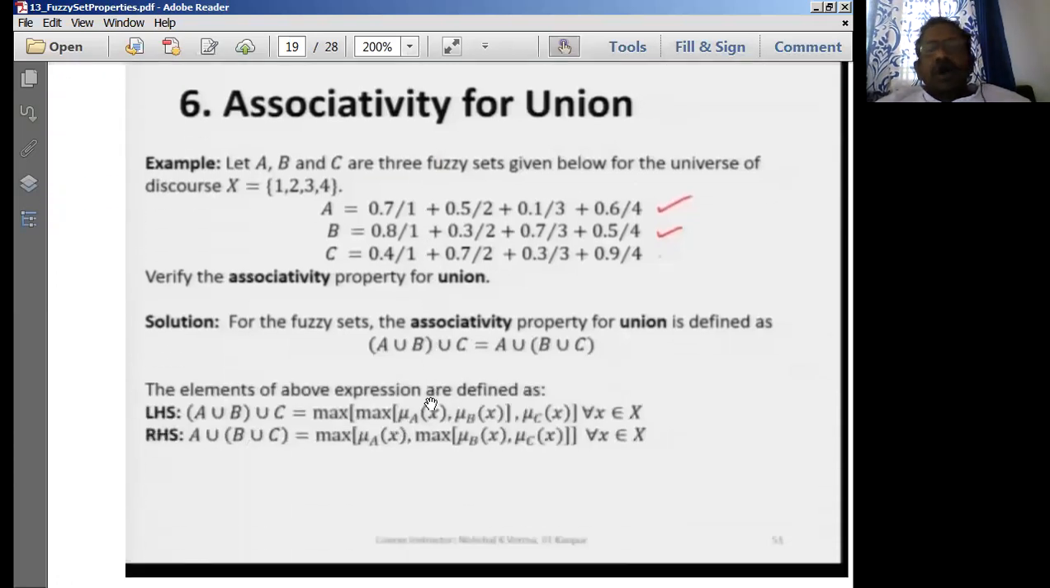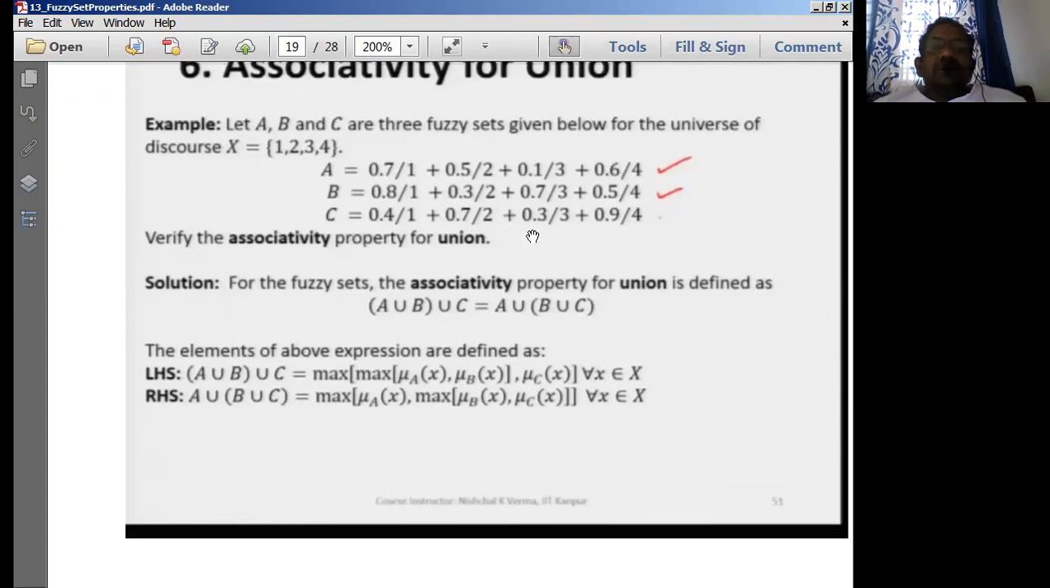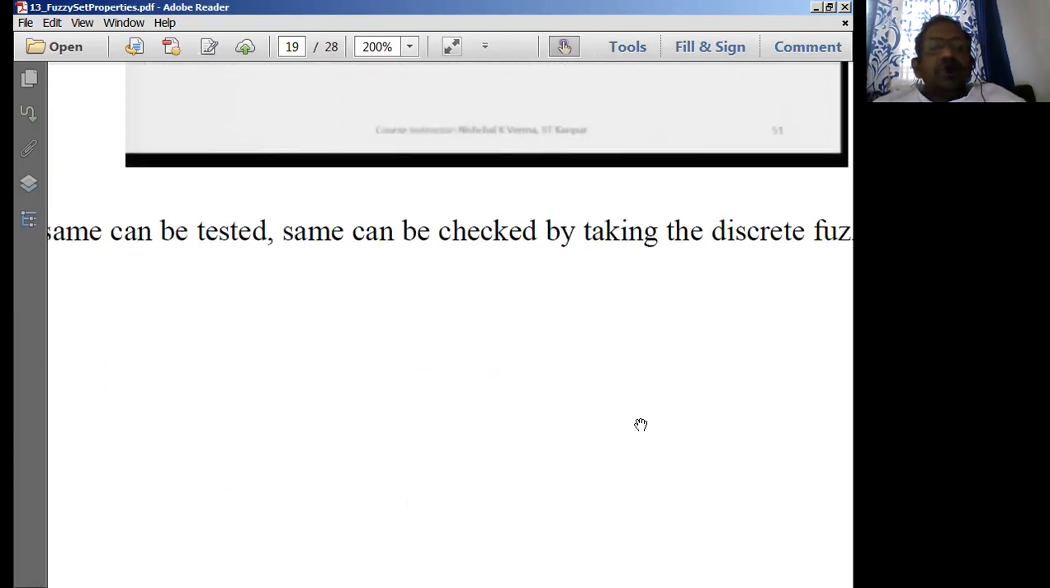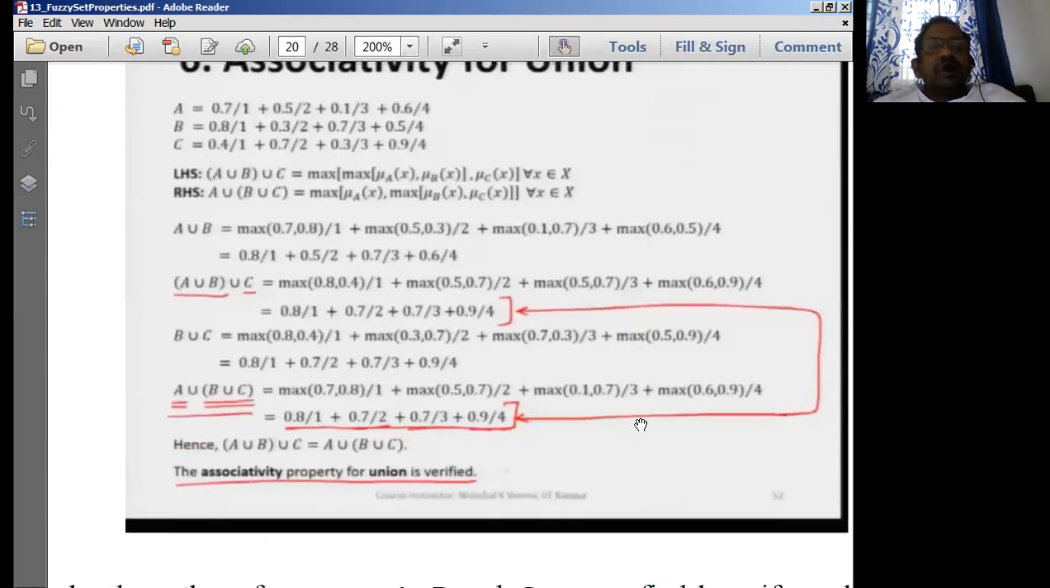Then let us start looking into associativity with respect to discrete fuzzy sets. So we can just take A, B, and C now. That means the relationship is going to be the same. Union means what? Maximum value to find out. So I can write the same equation as earlier for the union operation. So let us start looking into this now.